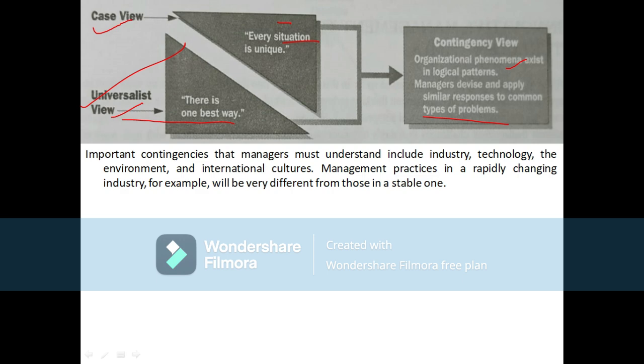Other than that, if there are any internal problems or internal disturbances in the organization, they will not be seen in every organization. So for that, situational principles and situational methods will be there to resolve those problems. So these are the two types, case view and universal view. For the case view, logical patterns will be there, and for the universality view, one best way, principles and methods will be there, and they will apply. Managers devise and apply similar responses to common types of problems. So this is about the contingency theory.